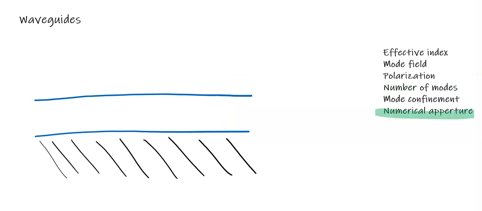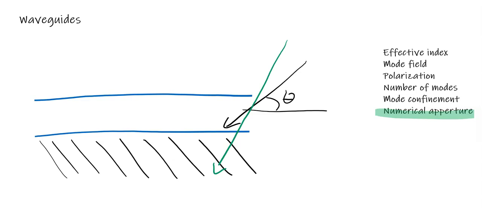Finally, the numerical aperture is a measure of the angle that allows coupling of light into the waveguide. In case of high angles, light does not stay in the waveguide, but with angles within the numerical aperture, light stays in the waveguide.